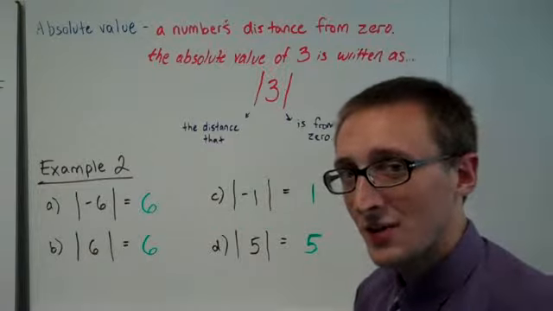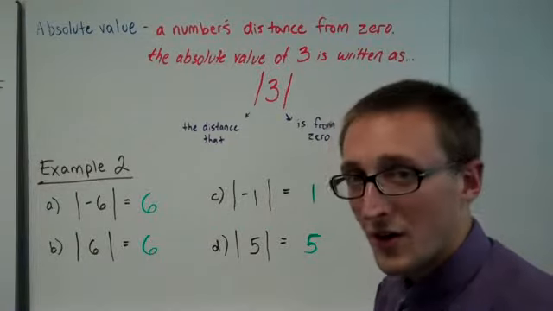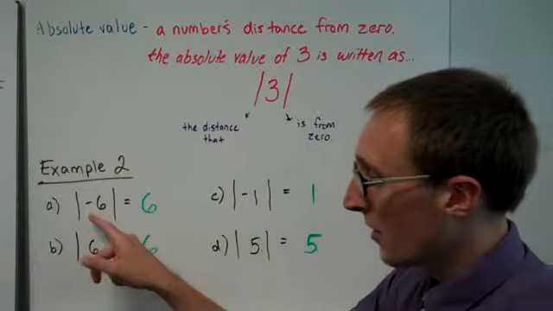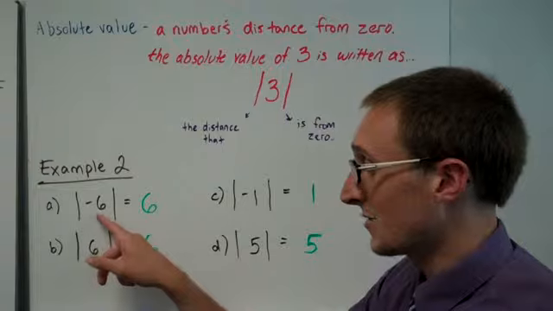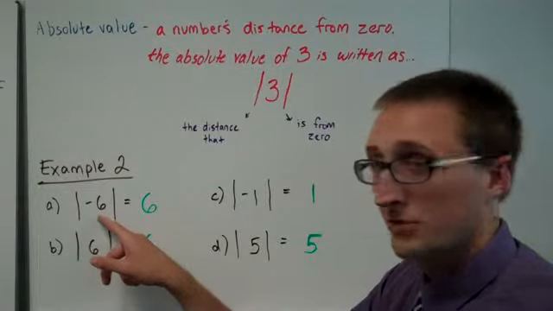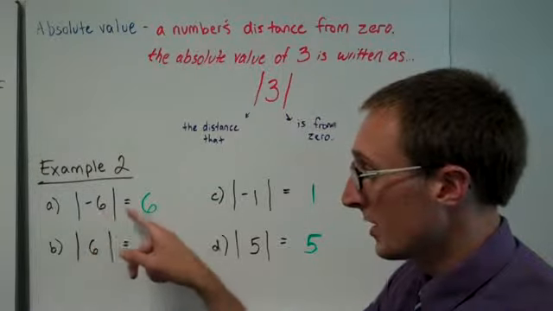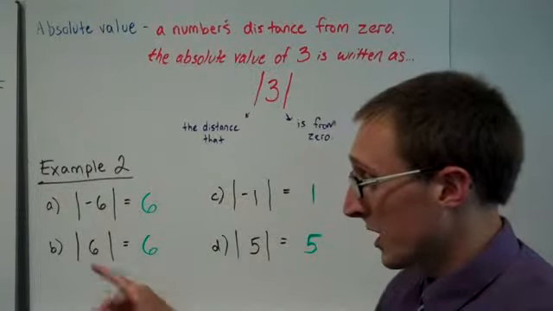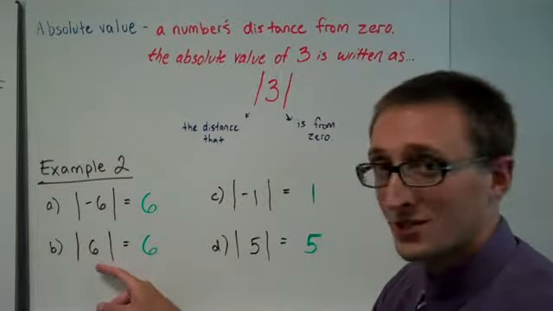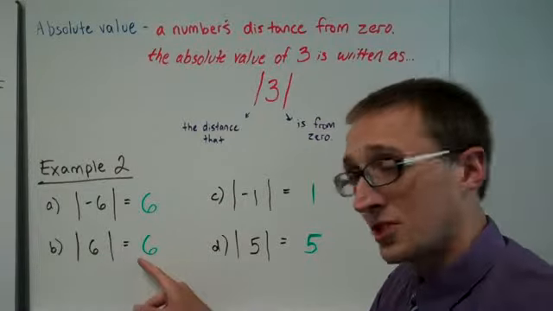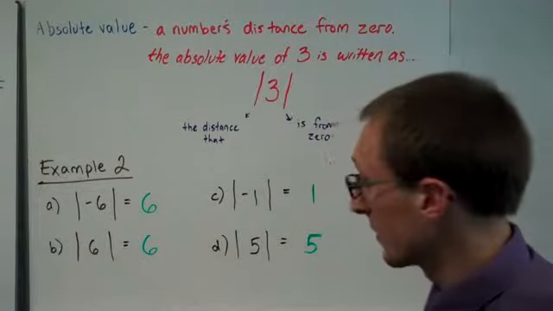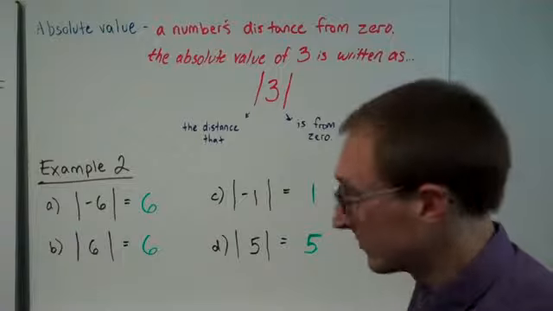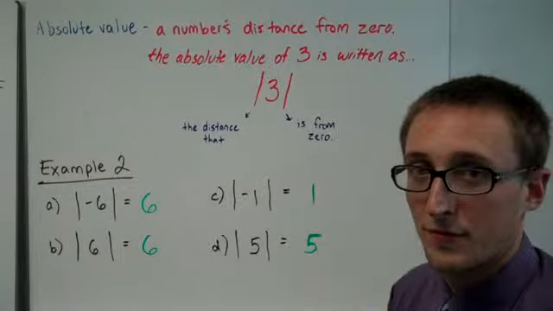So, since distance is never negative, the absolute value of something is always positive. Here's some examples. If I said, how far away from 0 is -6, that's pretty much what this means. What's the absolute value of -6? Well, it is 6 units away from 0. The absolute value of +6, it's the other direction, but it's still 6 units away from 0. -1 is 1 unit away from 0. And 5 is 5 units away from 0.